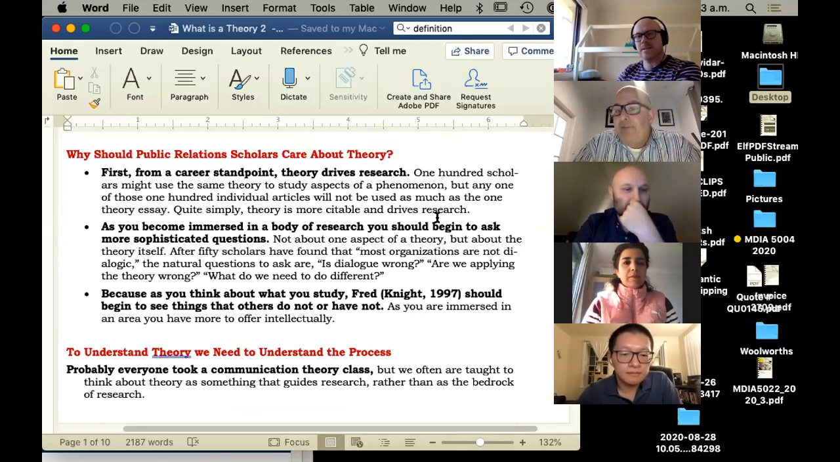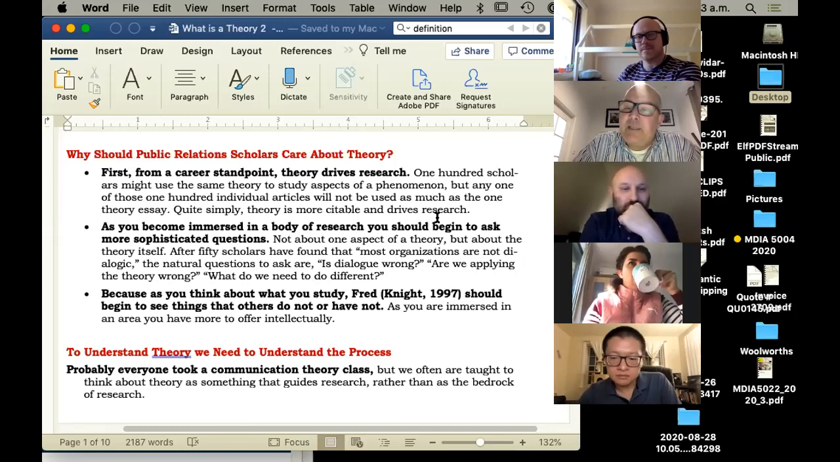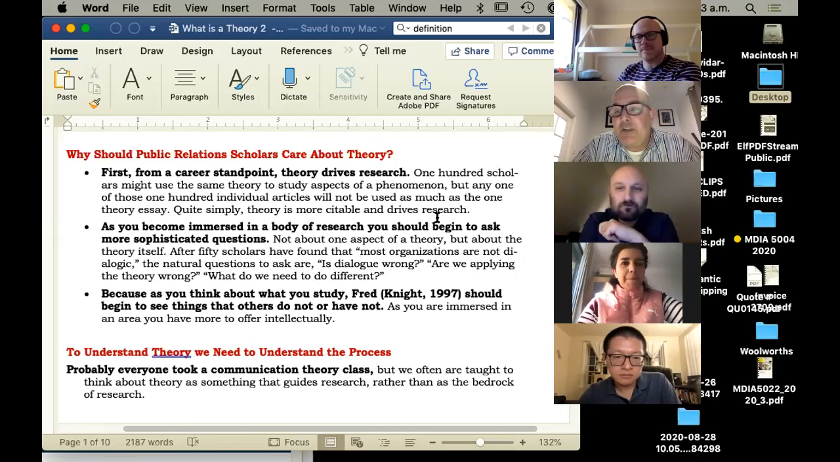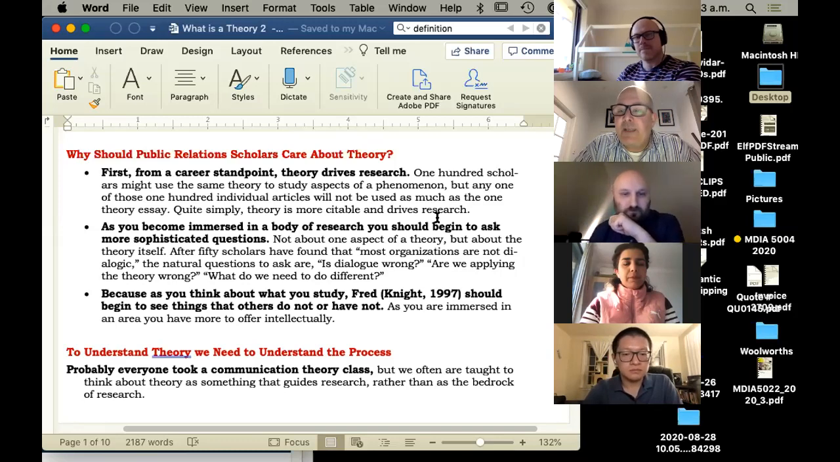All right, so then the second issue here, why should public relations scholars care about theory? I said before, you don't have to necessarily, but I think this first point is actually something I always tell young scholars and graduate students when I'm talking to them: from a career standpoint, theory is what gets you cited. If you write a theory piece, it's likely if 100 people study that thing and you write a piece that informs that thing, you're going to get 100 citations. If you're one of those 100 people studying 100 different things or even 50 different things, you might get 3 citations. And so when you contribute to theory, you not only advance the field, but you also raise the chance professionally that your work will get used.